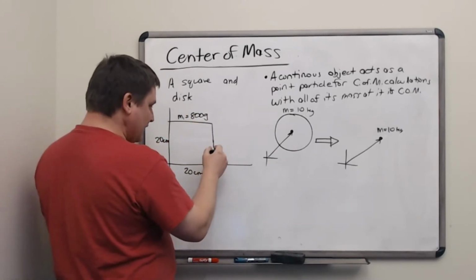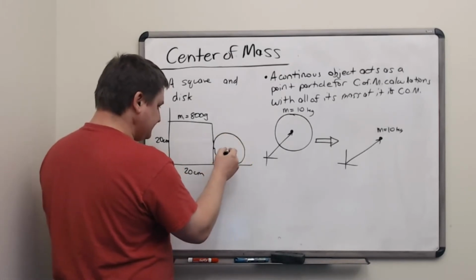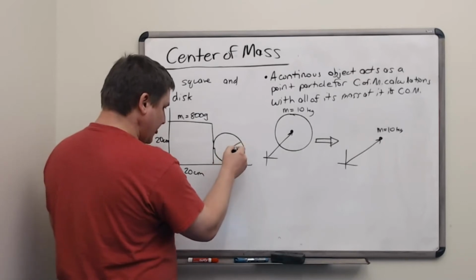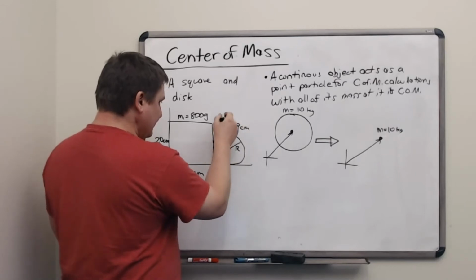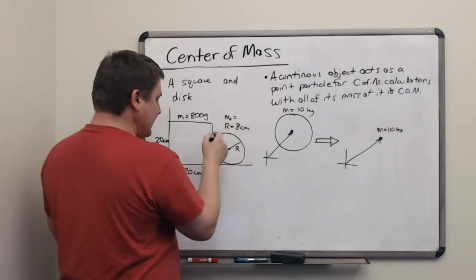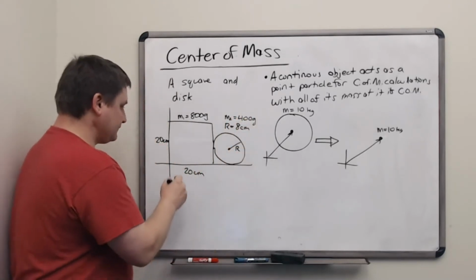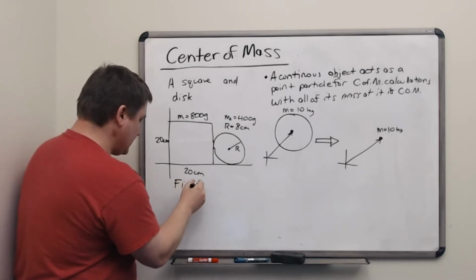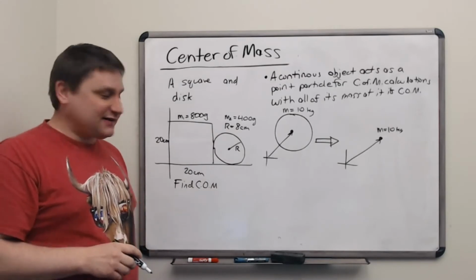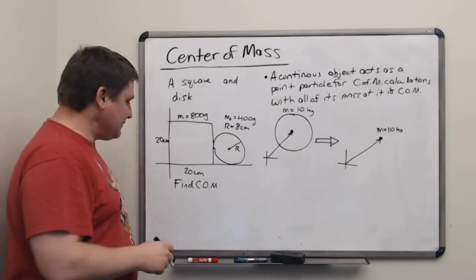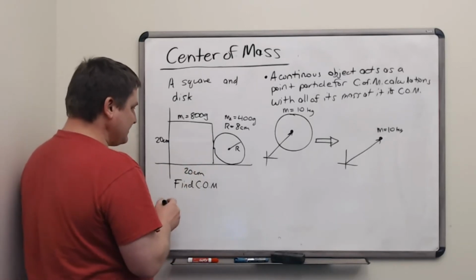Now next to the square, sitting tangent to it, we will draw a disk. This is the disk. And the disk will have a radius, we'll set it up to be 8 centimeters and a mass of 400 grams. And our task here in this example is to find the center of mass of this collection of two objects. These could be like parts of a machine or something. We need to find their center of mass in total.